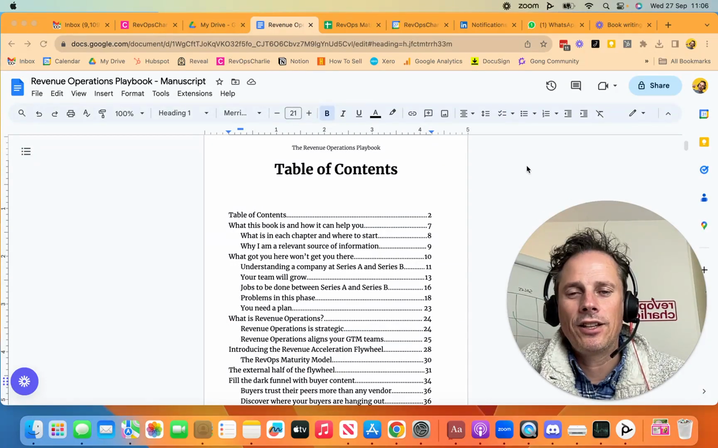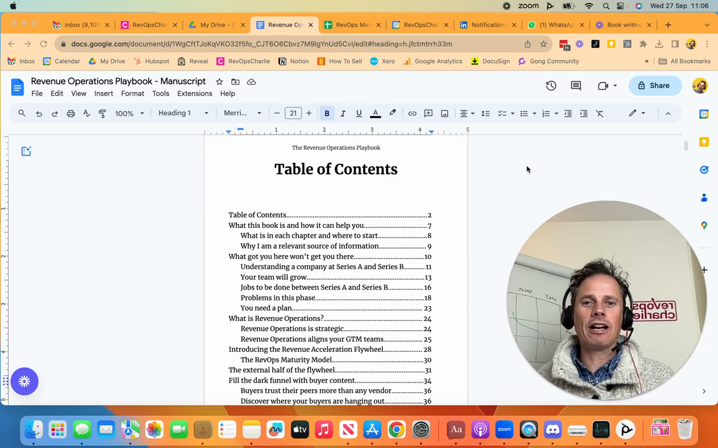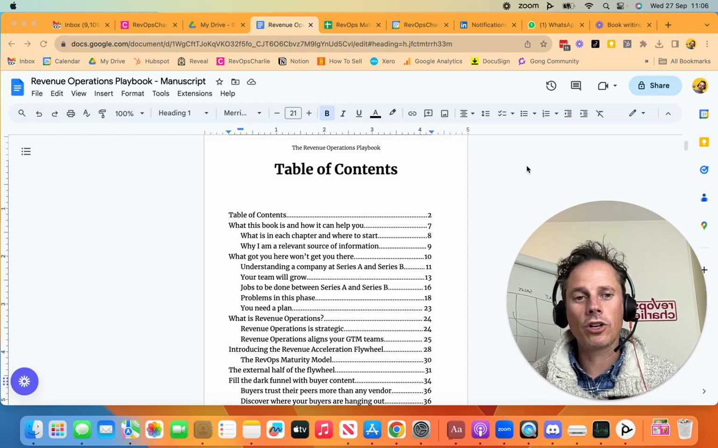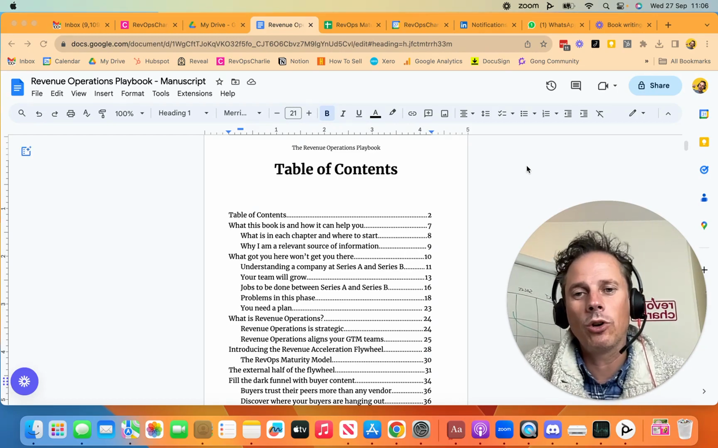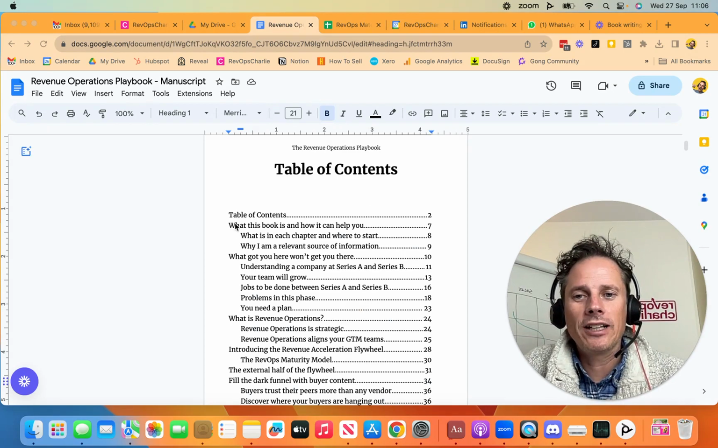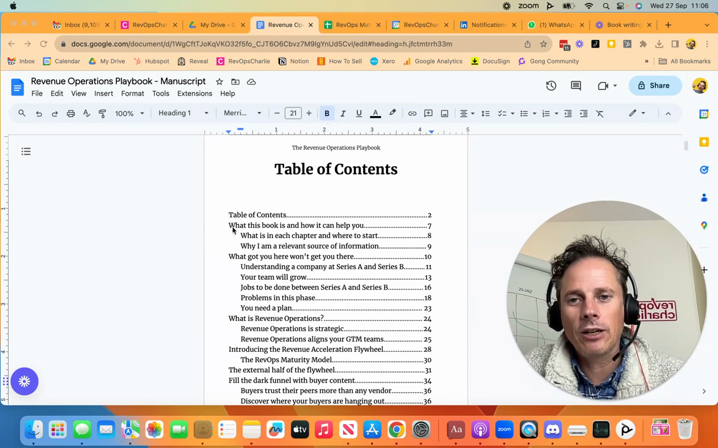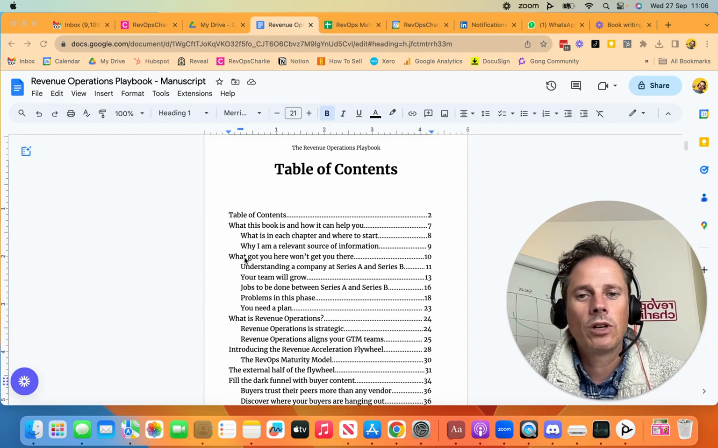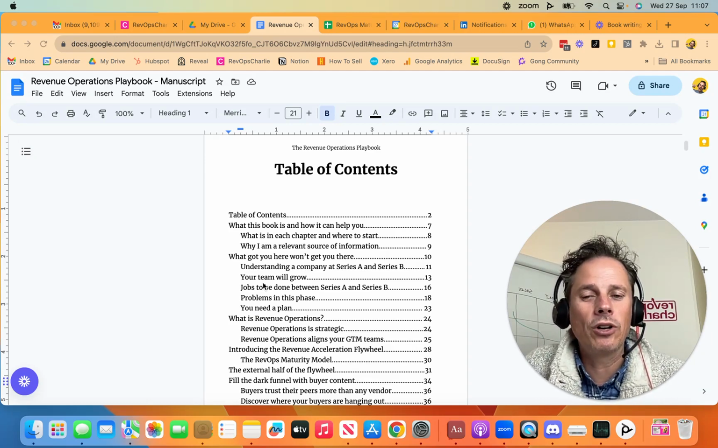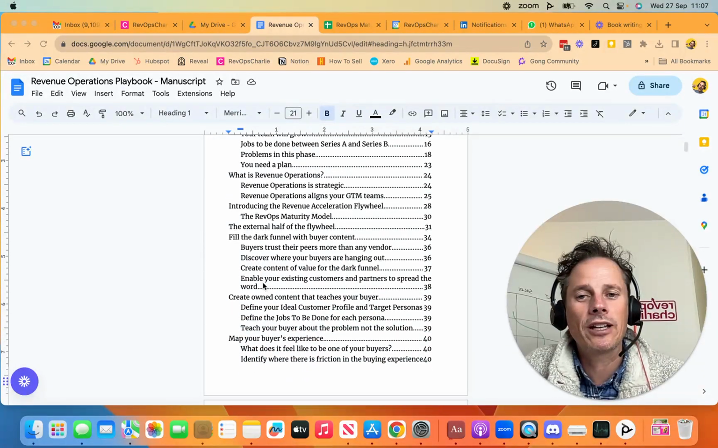Now, for me, the table of contents is at the heart of the book writing process. It's the first thing that I create. It helps me to figure out the flow of the book and what I need to write and potentially in what order. So just to give you some guidance here, I've got the table of contents, what this book is and how it can help you. And then what you'll start to see is that each of these chapters and then the subheadings actually describe the key value point that you're going to get from that specific section.